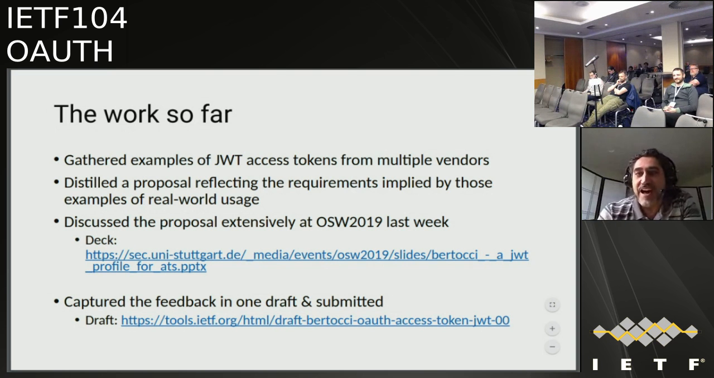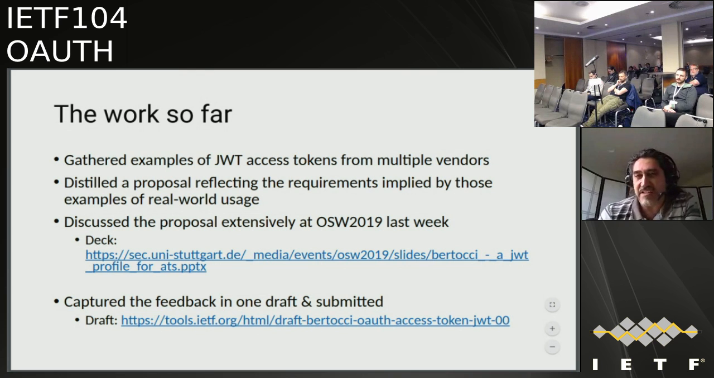So what have we done so far? Basically, to meet that intuition, I worked with some individual vendors, Identity Server, Okta, Microsoft, Auth0. I know I'm for Ping Identity. And I basically acquired examples of access tokens in JWT format for different scenarios, like a two-legged OAuth, three-legged OAuth, and examined the content, put everything together, and somehow tried to extract commonalities and differences. And then out of that work, I created a very rough proposal.